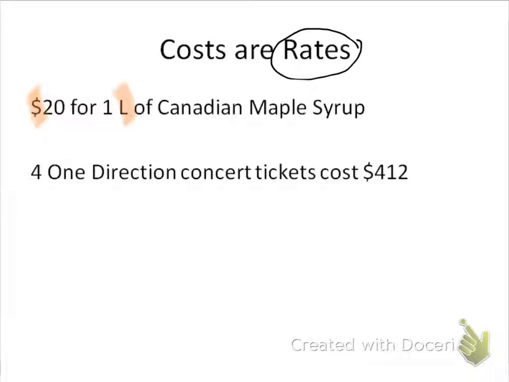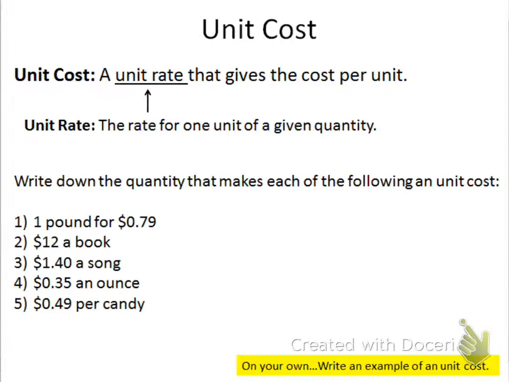Then the other one is for One Direction concert tickets. So my first unit is concert tickets, cost $412. That's my second unit. Unit cost is a unit rate that gives the cost per unit. Now, to understand what this means, we need to remember what unit rate means. A unit rate is the rate for 1 unit of a given quantity. So the unit cost is the cost for 1 quantity of that item.